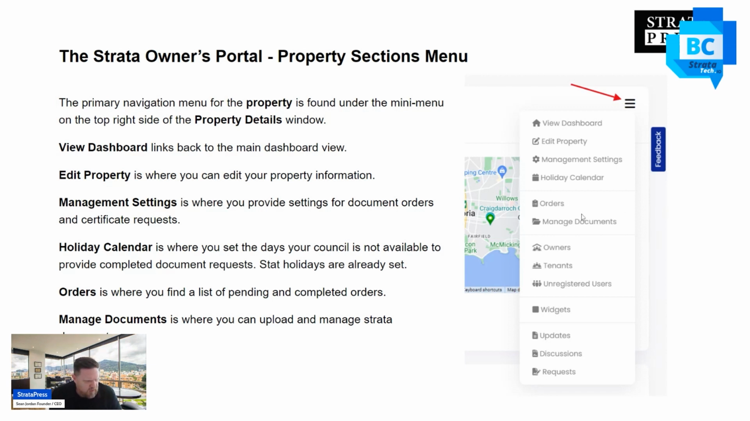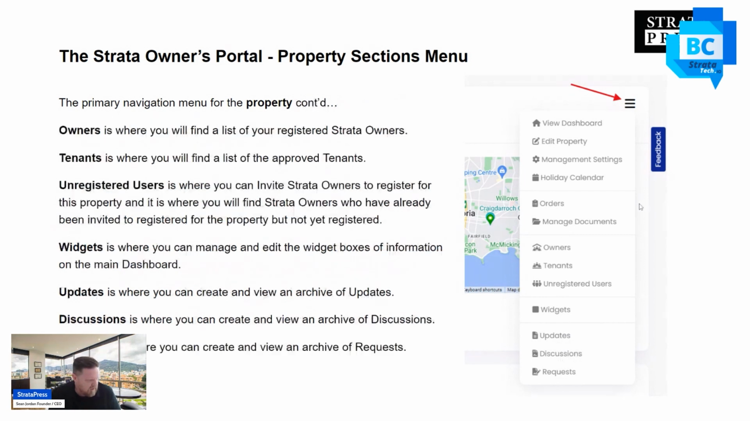Of course, you have access to the orders, managing documents themselves, all the strata documents, the list of owners and tenants. We have a feature called unregistered users, which makes it really simple to invite owners to participate and register for the portal. The widgets here is just a way to control content on the home page, the main dashboard. You can create little boxes of information. So if you have specific information for your strata about pets, pet policy, or recycling and garbage, you can create a widget, and that information appears on the home page or on the dashboard itself. Of course, access to updates and discussions and requests. So I'll tell you about those in just a moment.